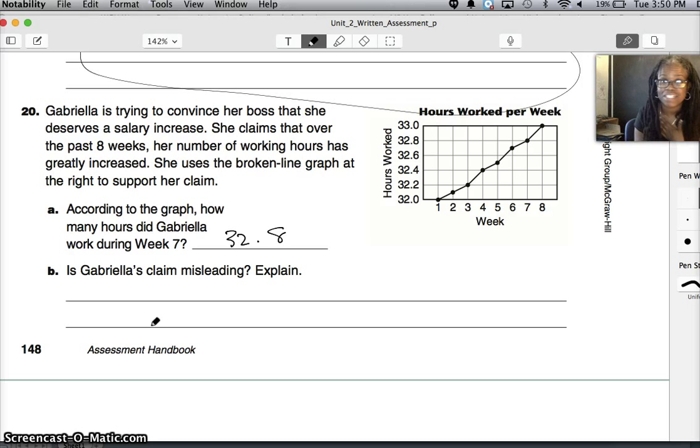But I personally thought she was misleading in her graph, looking at the fact that this is only an hour increase over that time. So this is only an hour, so we're not actually talking about hours. So I thought that that was something significant.